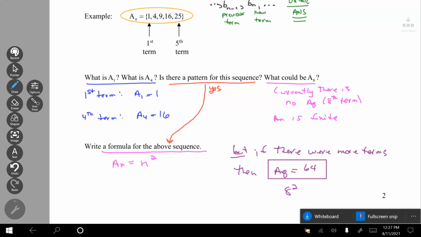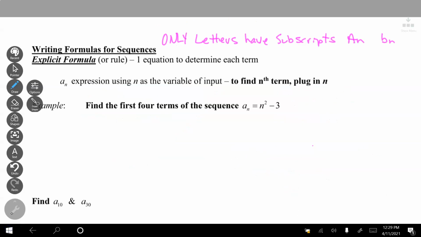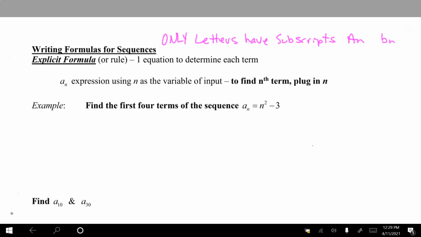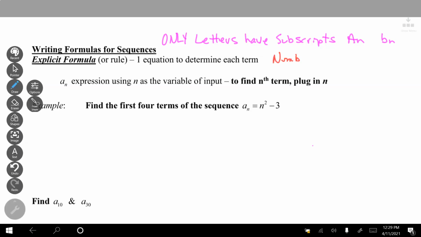Okay, if we wanted to find an 8th term. Okay, we're going to work on writing our own formulas right now, or looking at patterns. I want to make sure you understand that only letters can have a subscript. So a sub n, b sub n, t sub n, whatever you want to call it. Numbers do not. So there's no such thing as 5 subscript n. That is impossible to have. Numbers do not have subscripts.